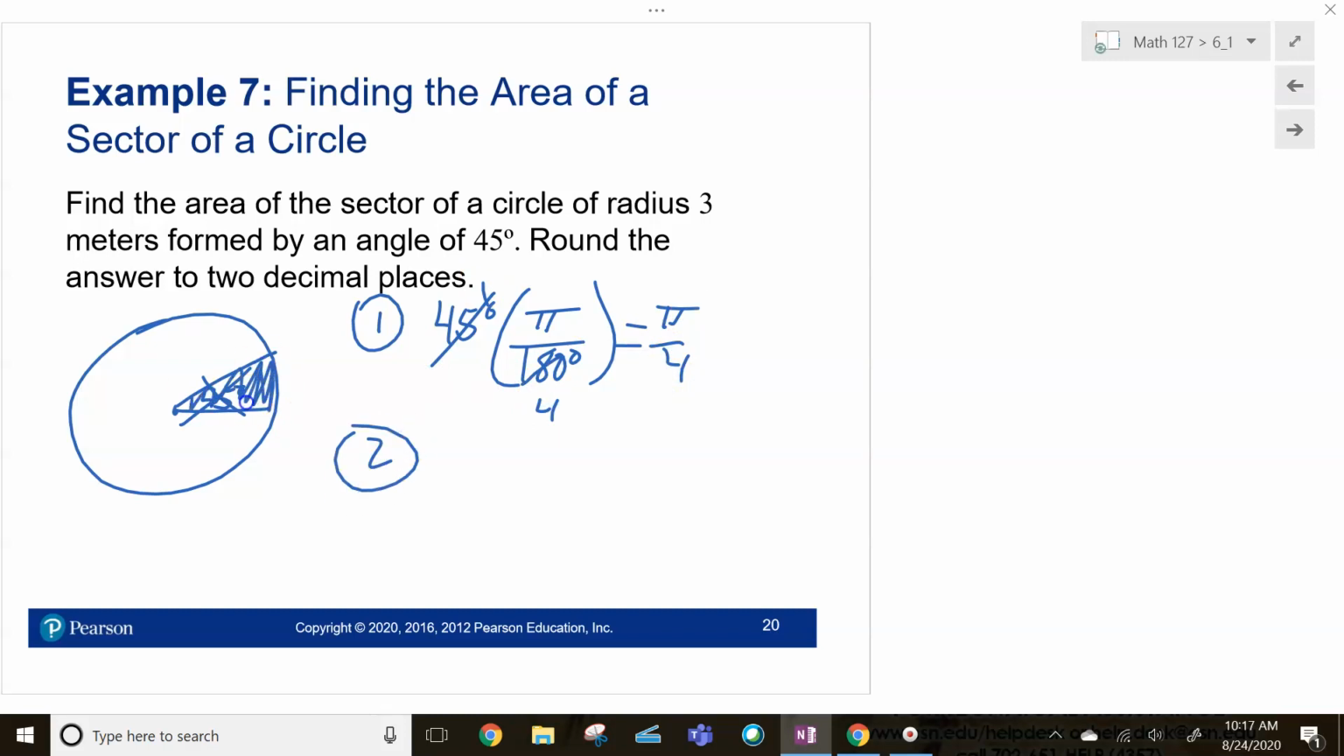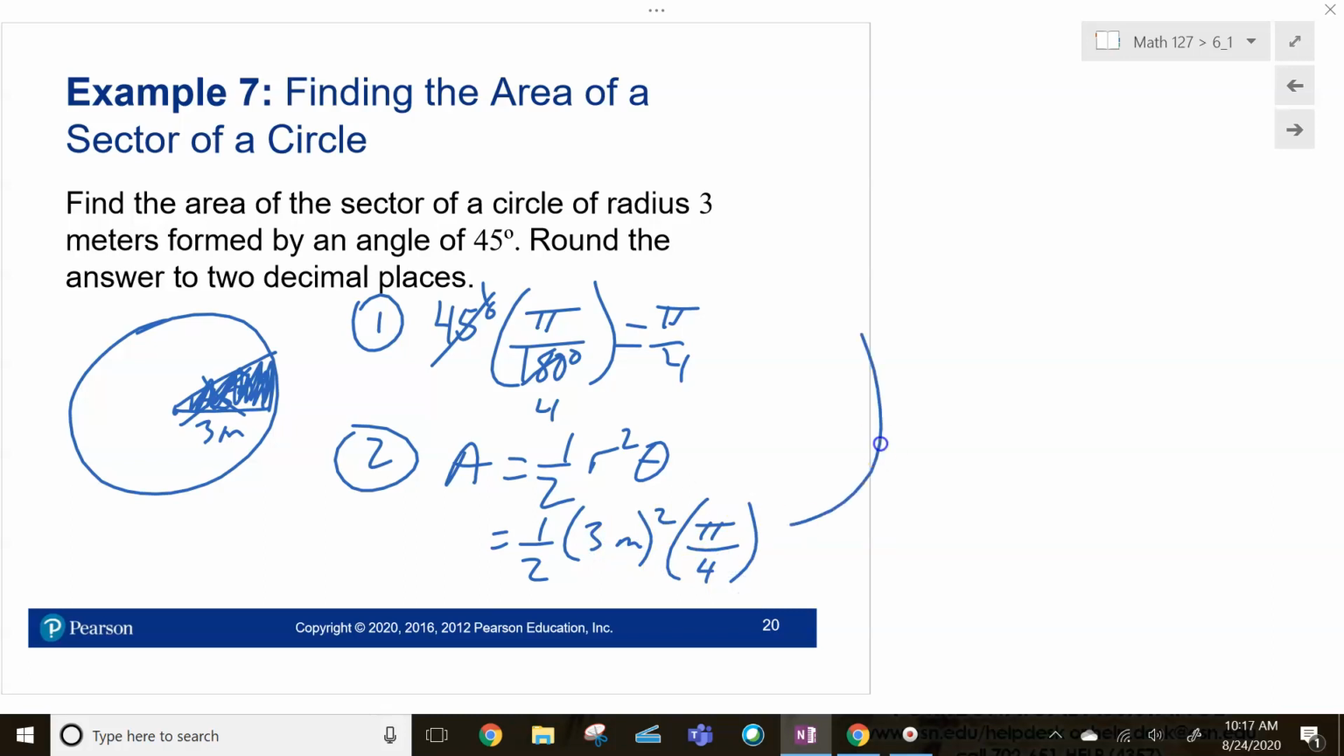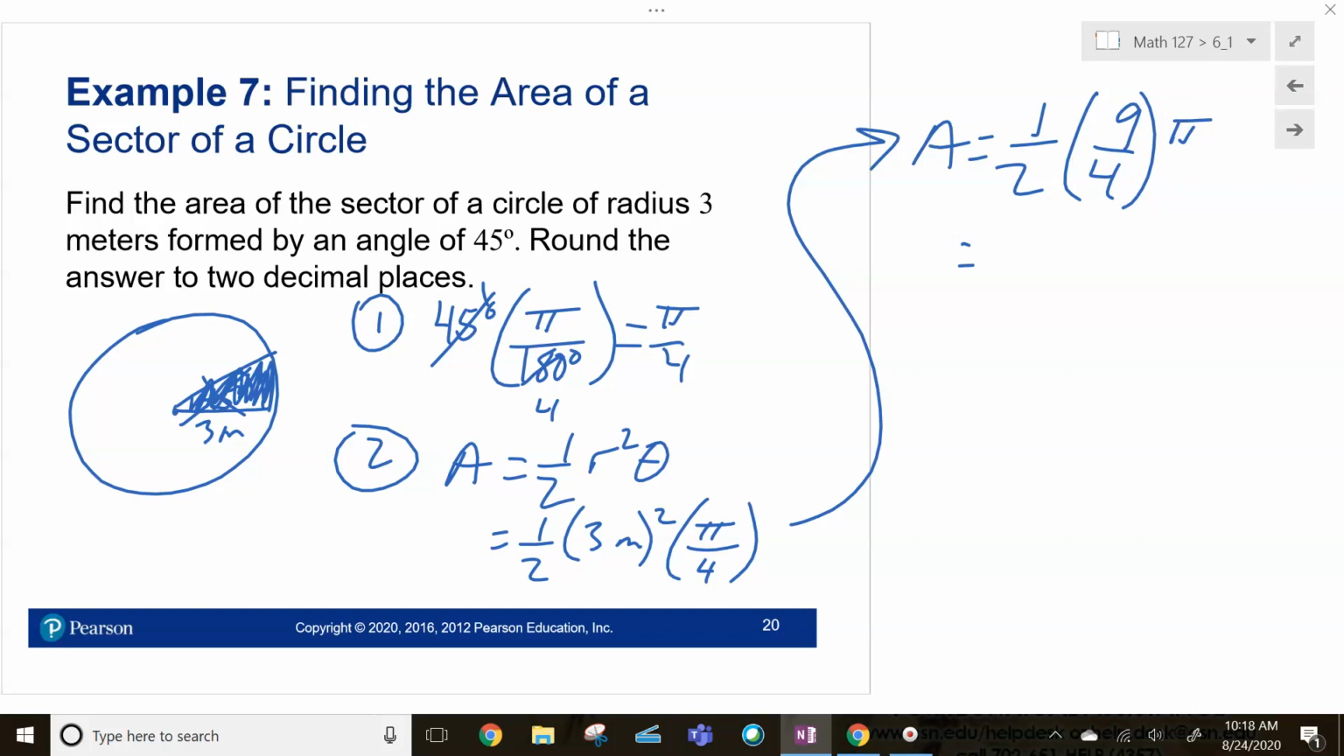Now we're trying to find the area of this sector. So the area is 1/2 r squared theta, and the radius here is 3 meters that they gave us. So we have 1/2, 3 meters squared, times our theta, which is pi/4. So this area ends up being 1/2, we got 3 squared, so 9 square meters, and we got the 4, so we got 9/8 pi. And this is square meters.